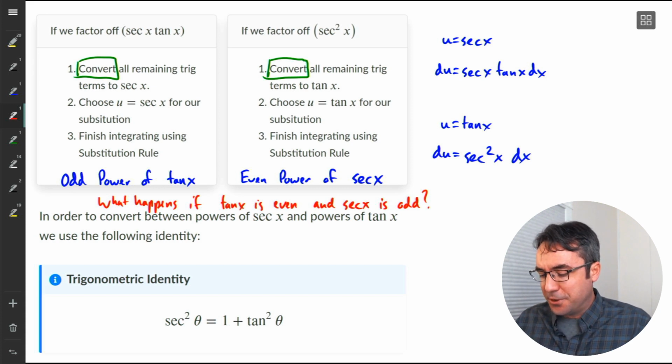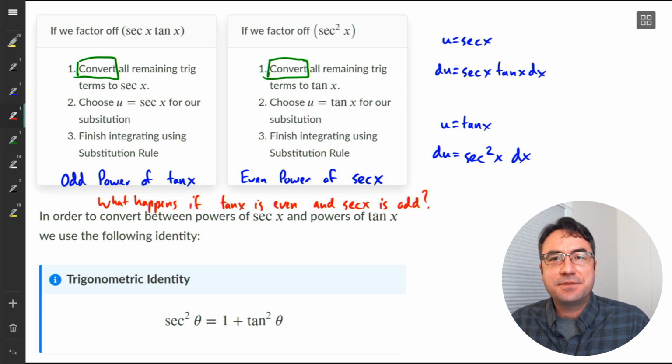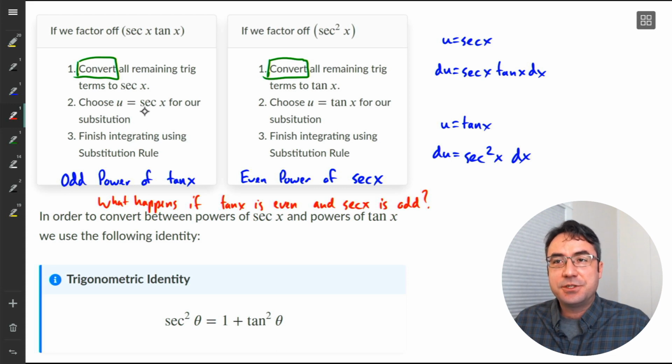All right, so that'll do it for today. Hopefully this is enough to really get us started on integrating these powers of secant and tan. For the most part, these are the two main things we try first. Try a substitution rule where we start by factoring off either a secant times tangent or a secant squared. But we'll answer this question more tomorrow.